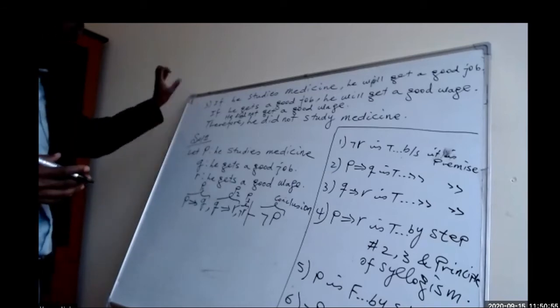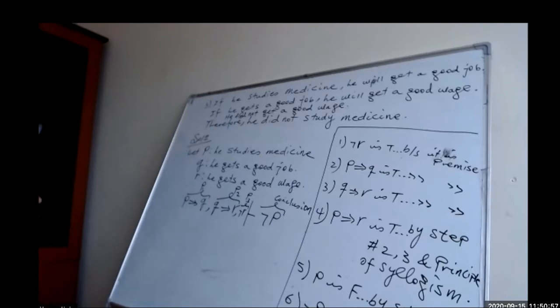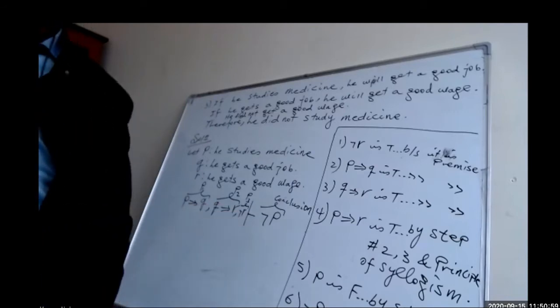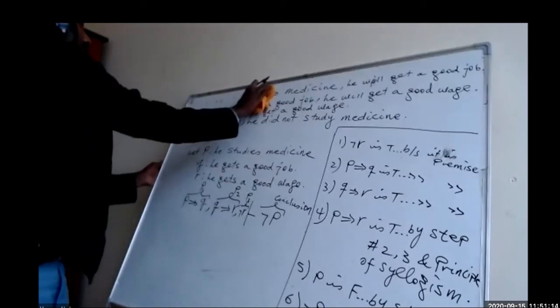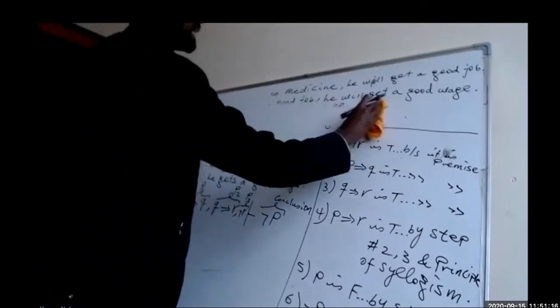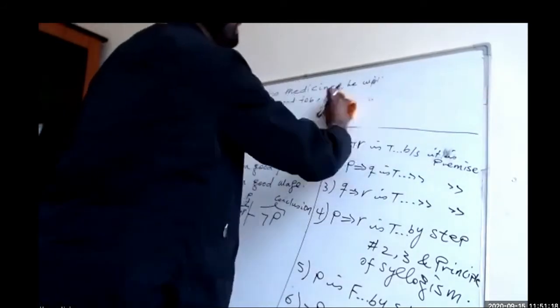So let us add one more example concerning the formal proofing method, and we will proceed to the next step. Okay, so let us add one more. Example number 4. This is example number 3. Now let us go to see example number 4.